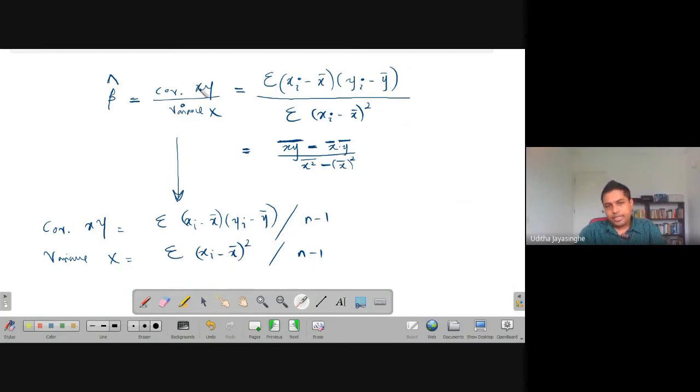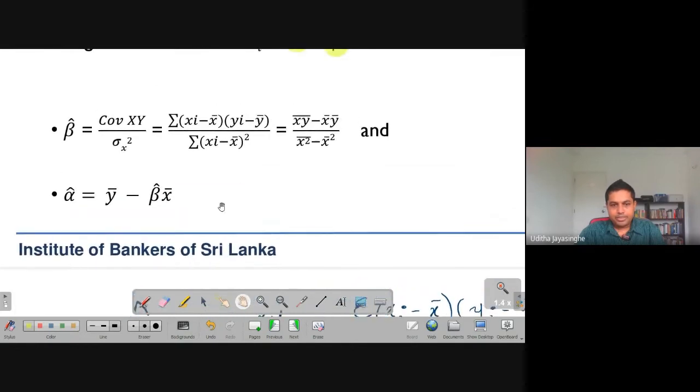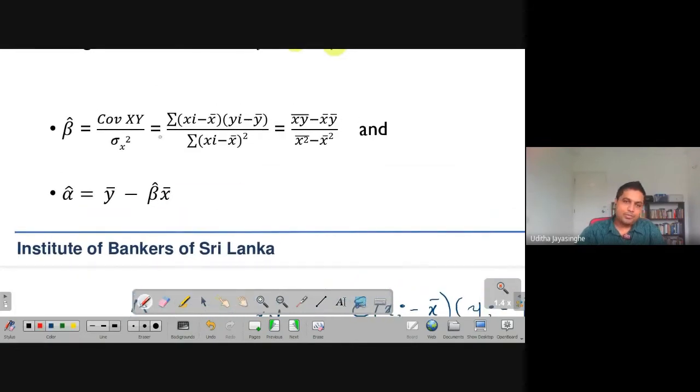So once we have the covariance on the top part and the variance on the bottom part, what are we going to be left with? This whole part is going to go here, and this bottom variance part is going to go here. This n or n minus 1, whichever, is going to be crossed off. So we will effectively be left with this portion of the equation: sigma xi minus x bar, yi minus y bar, divided by sigma xi minus x bar squared. Pardon me for these i's and subscripts and superscripts. Sometimes things are a bit untidy.